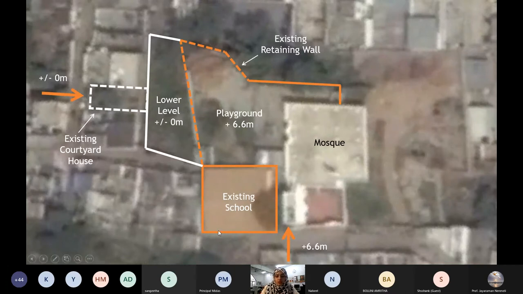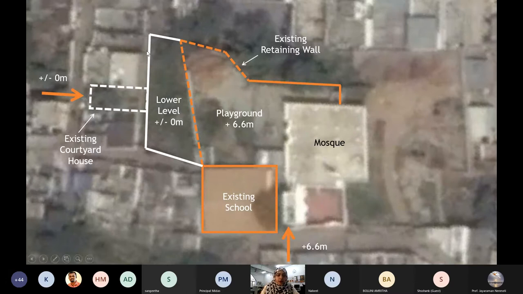There was an existing school on site. There was an existing mosque, which was designed and built by the client themselves before we were involved in the project. You had a playground on the upper level, and a retaining wall that was filled with soil and flattened to create this playground, which further demarcated the height difference between these two levels.